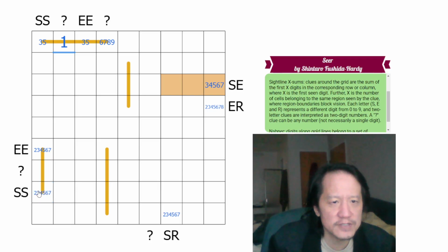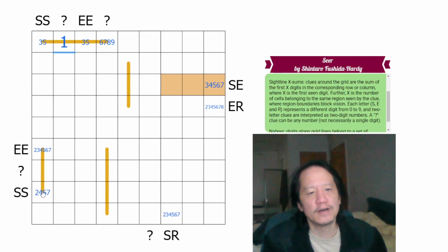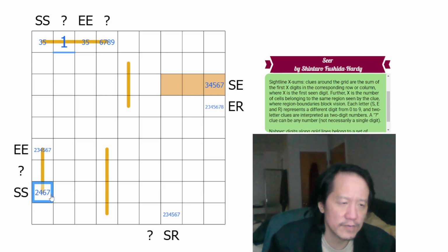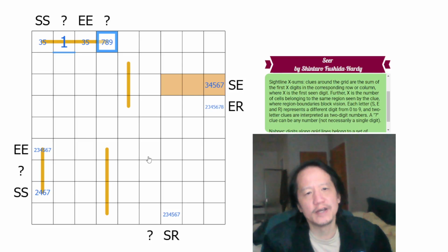If SS is not the 11, that means this has to be 5, which means this can't be 5. But if SS is the 11, it's 2 or 3, and it can't be 3, because that would be 3. Therefore, this cannot be 3 or 5. It's 2, 4, 6, or 7. This can't be 6 then. Oh, that's interesting.